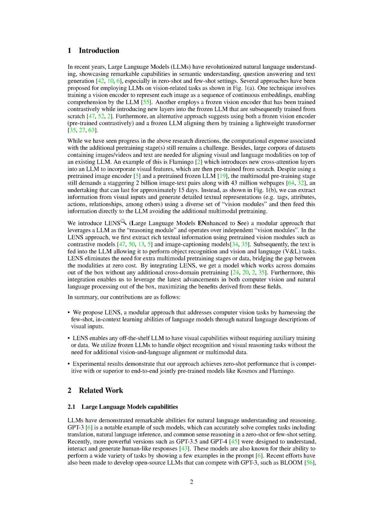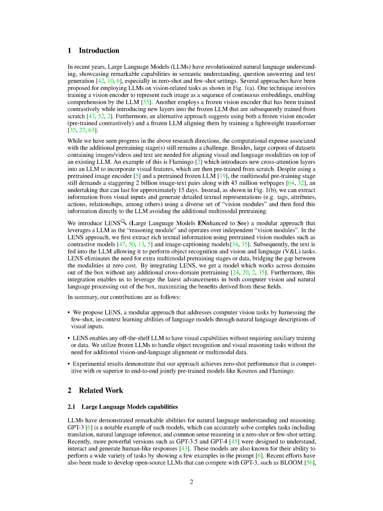Section Summary. Large language models, LLMs, have shown remarkable capabilities in natural language understanding, but integrating them with computer vision tasks has been challenging due to the computational expense and the need for large datasets. To address this, we propose LENS, a modular approach that leverages pre-trained vision modules to extract textual information from visual inputs, which is then fed into the LLM for object recognition and vision and language tasks. LENS eliminates the need for multimodal pre-training and enables off-the-shelf LLMs to have visual capabilities, achieving competitive zero-shot performance.